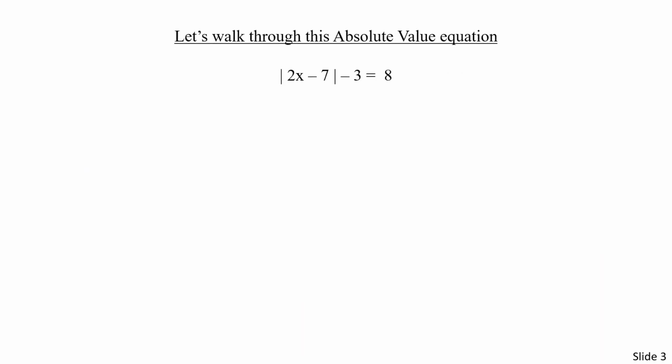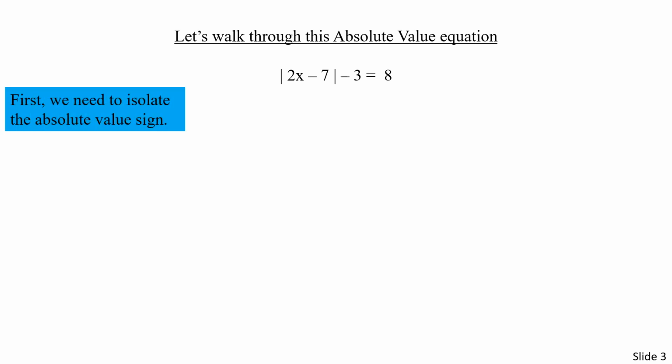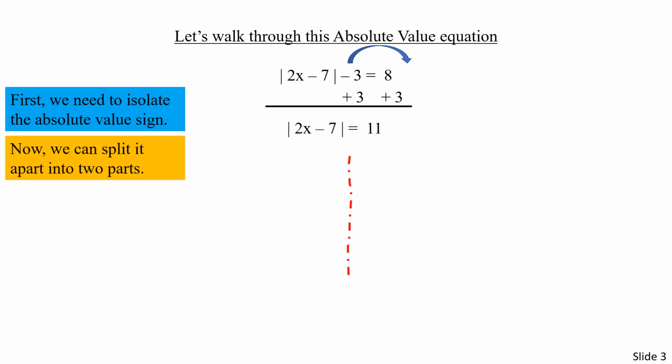So let's look at this one. The absolute value of 2x minus 7, minus 3 equals 8. First, we need to isolate the absolute value sign. So that means we need to get the absolute value sign by itself on one side. So we need to move the 3 over. And now that we've got the absolute value sign all by itself, now we can split it into its 2 parts.